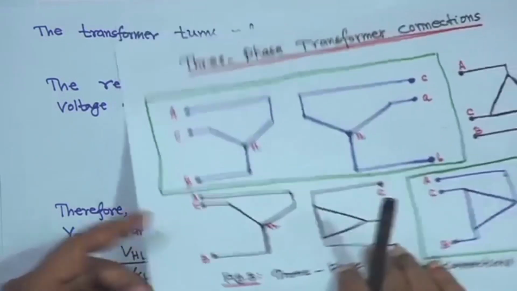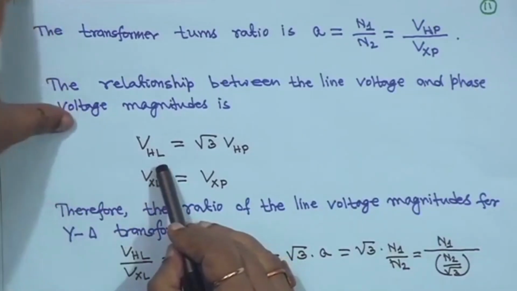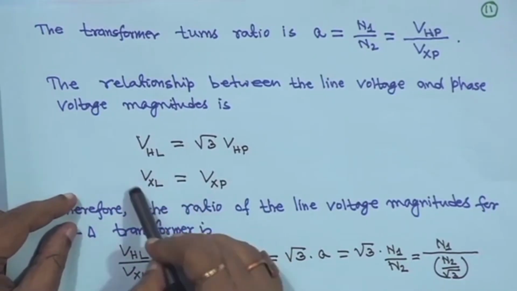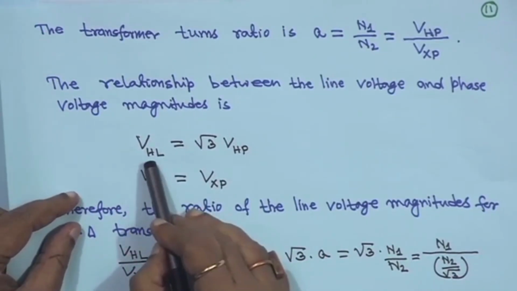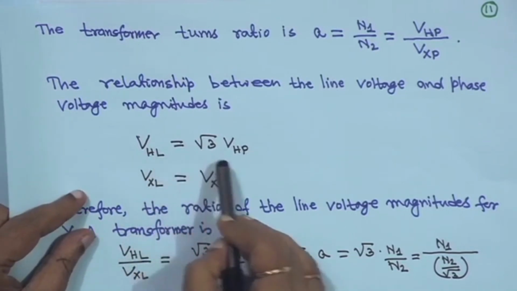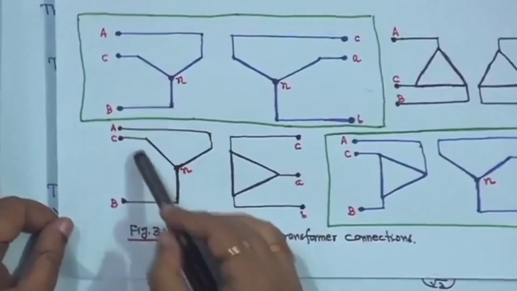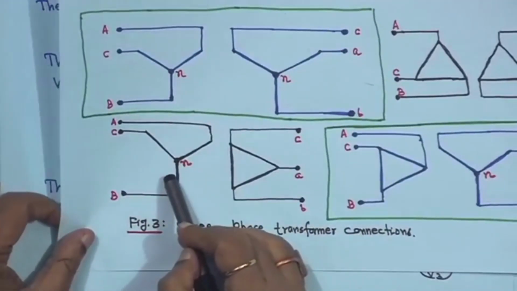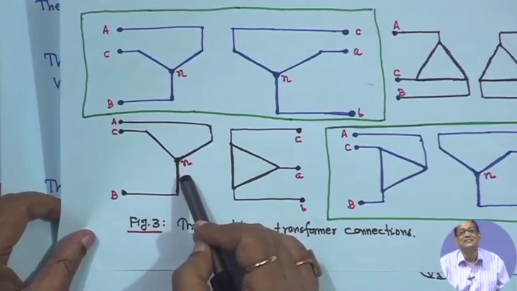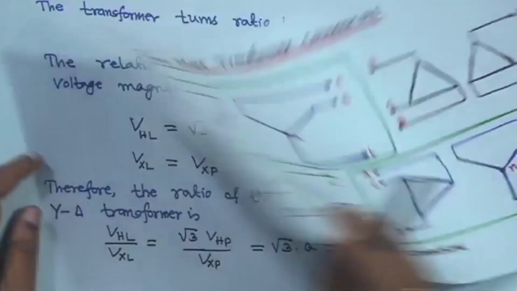So, in general, instead of telling it like this, we say the high voltage side line voltage, meaning VAB, VBC or VCA on the star side. H stands for high, L stands for line. So the high voltage side line voltage is equal to root 3 times the high voltage side phase voltage. That means, if you take the star side, VAB is equal to root 3 VAN or root 3 VBN or root 3 VCN, because this is balanced, magnitude only.